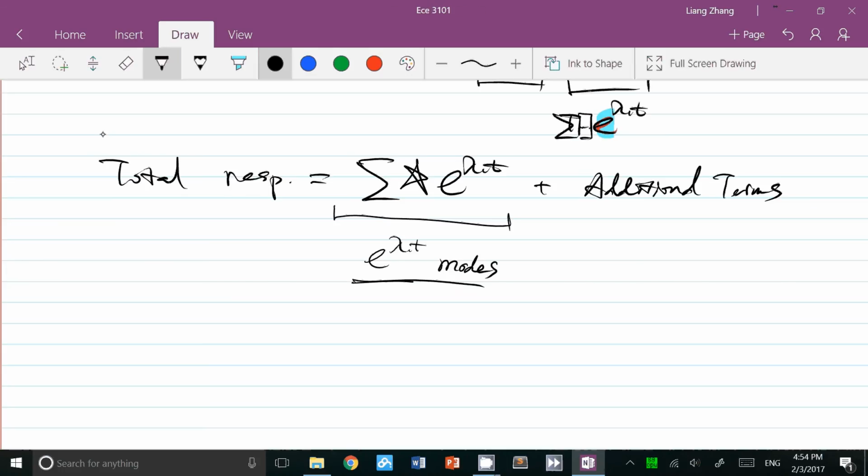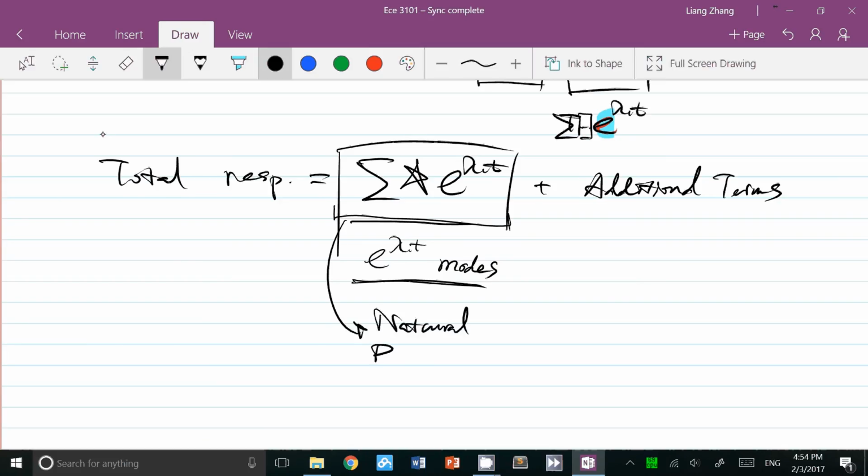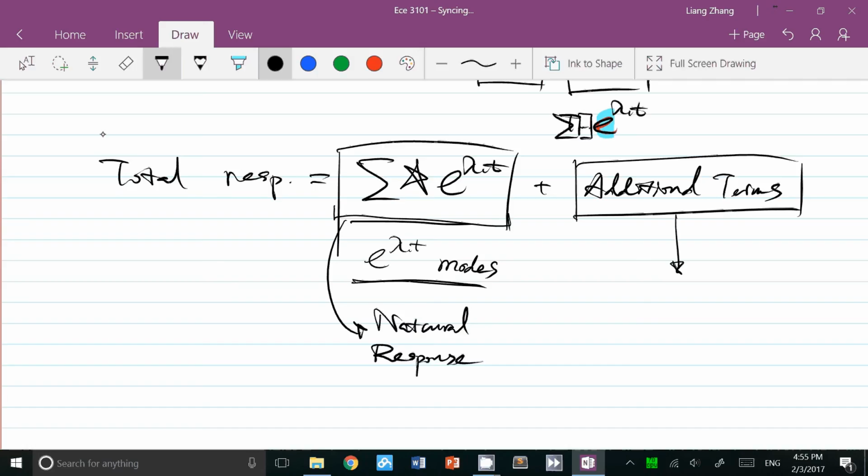Since they define the internal property, this particular term is usually referred to as the natural response. The additional terms usually come from the external input signal and are sometimes called the forced response. That is something coming from outside.